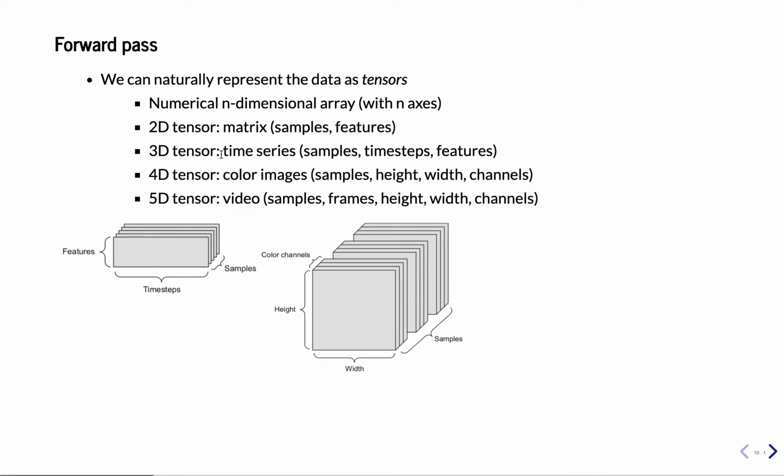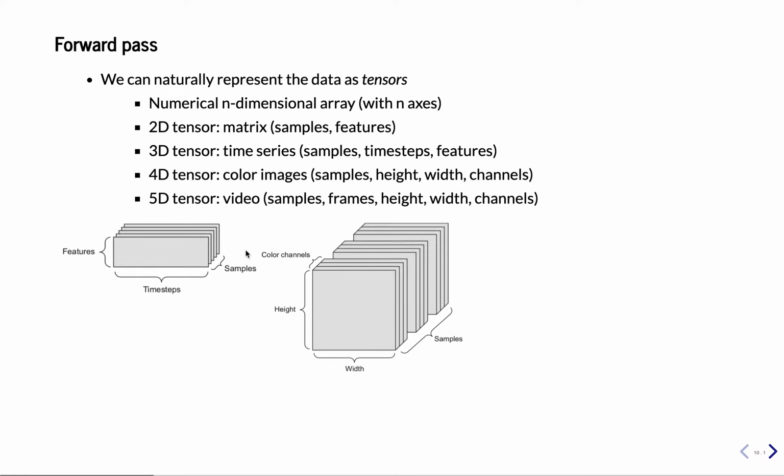If we have something like a time series, it's simply a 3D tensor. We'll have the samples here, we'll have the time steps here, and all the features, if you have multiple time series, in this dimension. So every sample is basically a series in multiple features, and we have multiple of these.